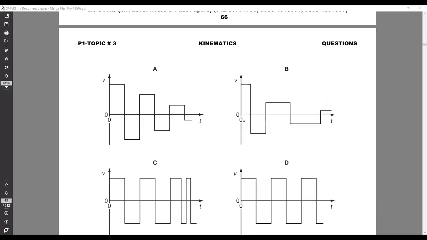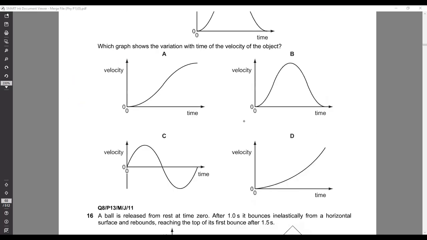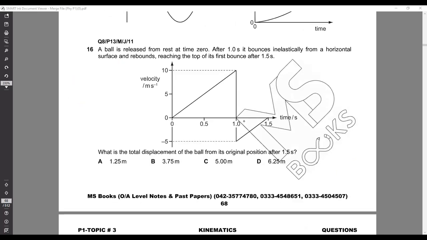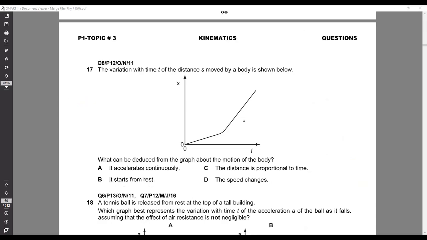Just a moment, skip this part. Okay, do this one, or okay, I will ask you to do this one later. Just read on. Okay, try to answer this one, question 17.